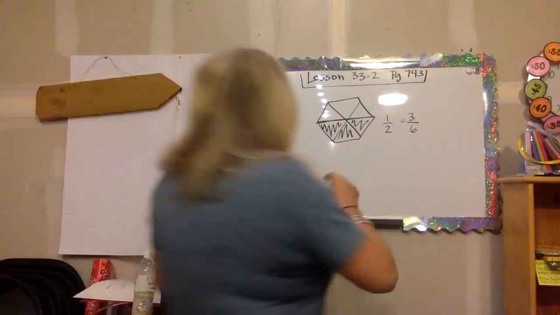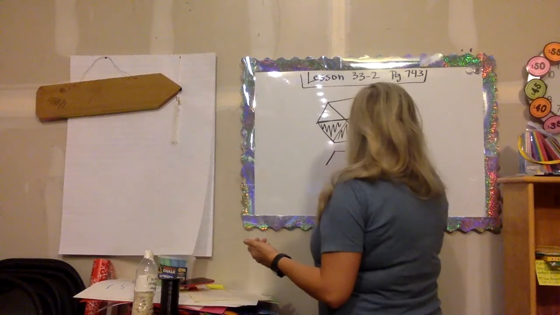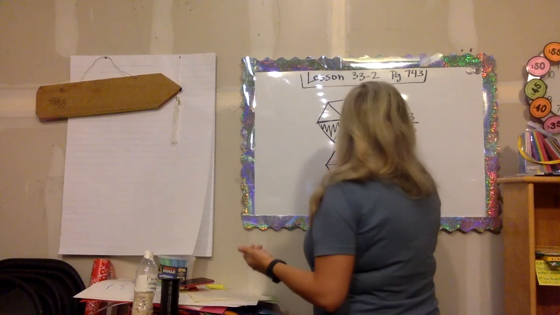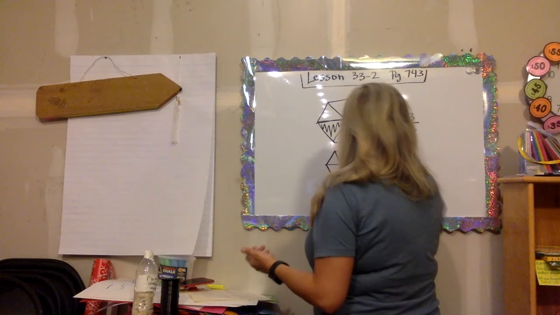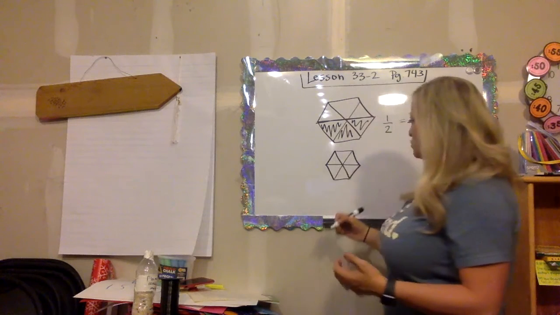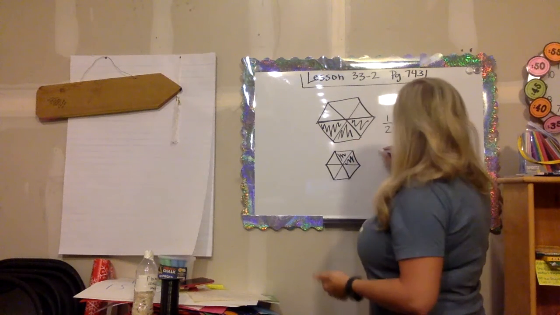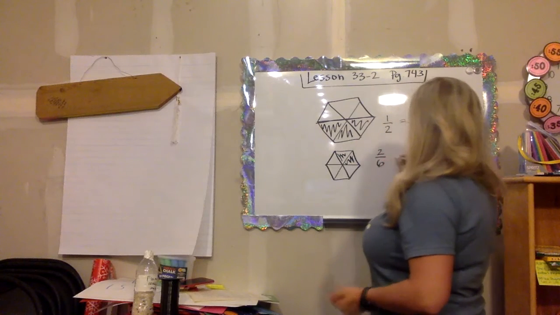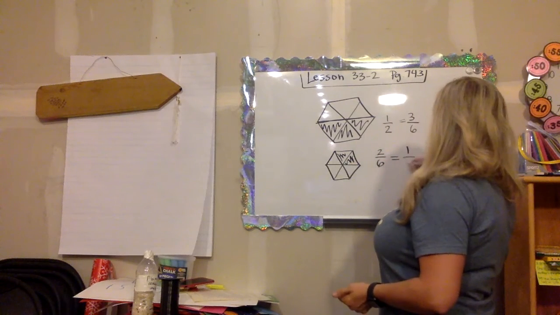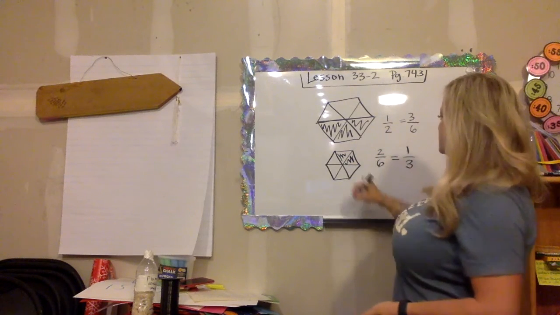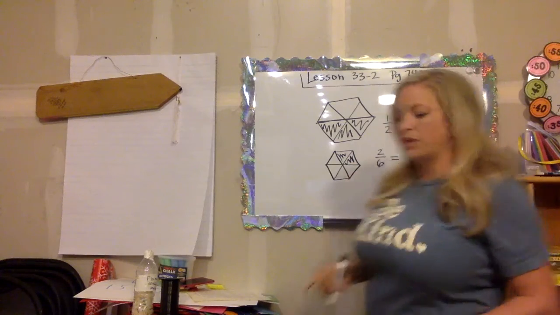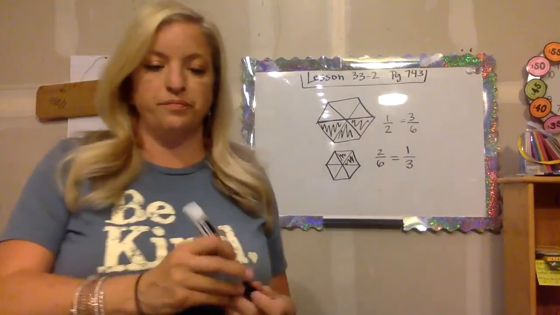If you chose to do 1/3, here I'll break it down into those 6 again. And 1/3 would be I'm coloring in 2. So 1 and 2. 2 out of the 6, which is also equivalent to 1/3. So I have those 2 differences right there.